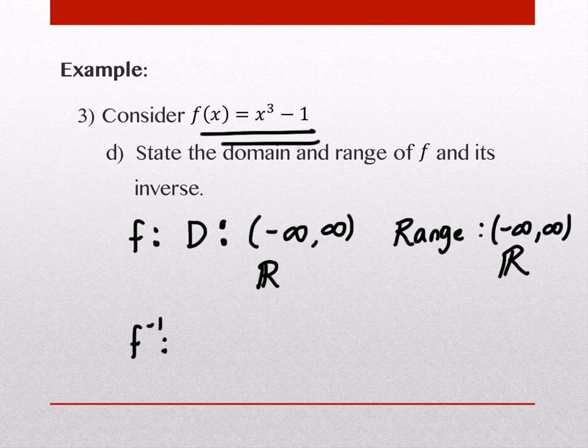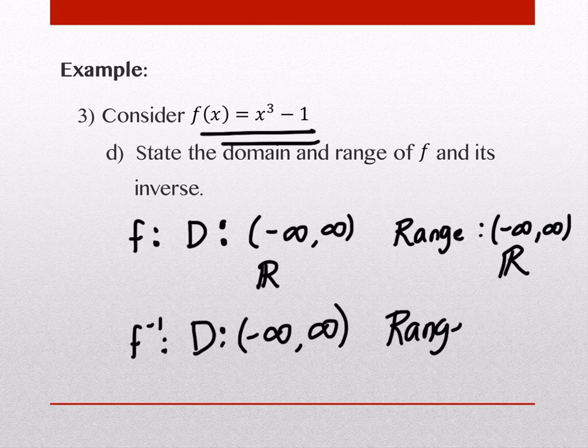When you're writing down the domain here, all you have to do is look up at what you wrote on the range for the first one. Well, that was negative infinity to infinity. And when you're looking at the range for f inverse, all you have to do is look up at the domain for the original, and that was negative infinity to infinity again, or you can use the real number notation.